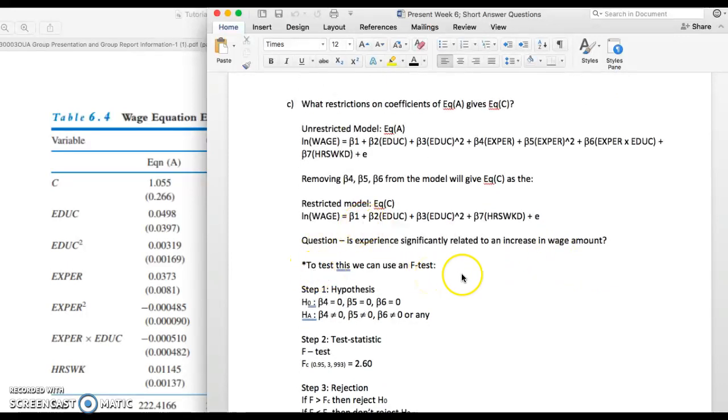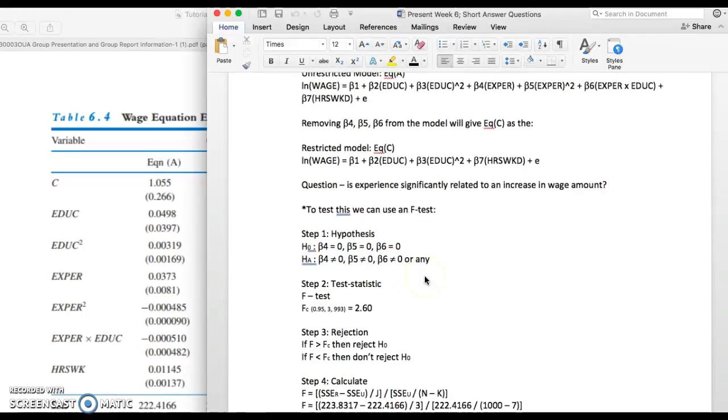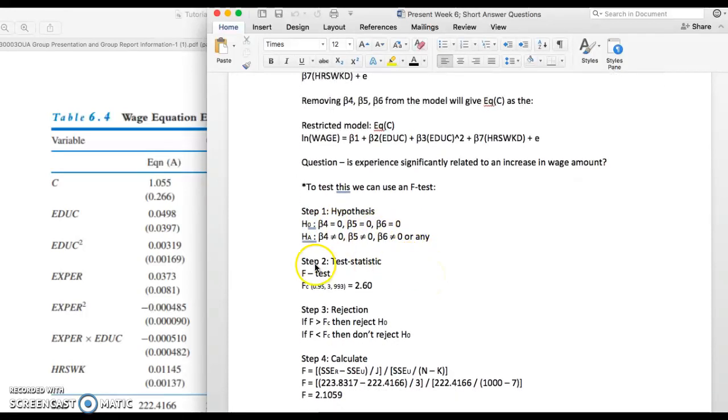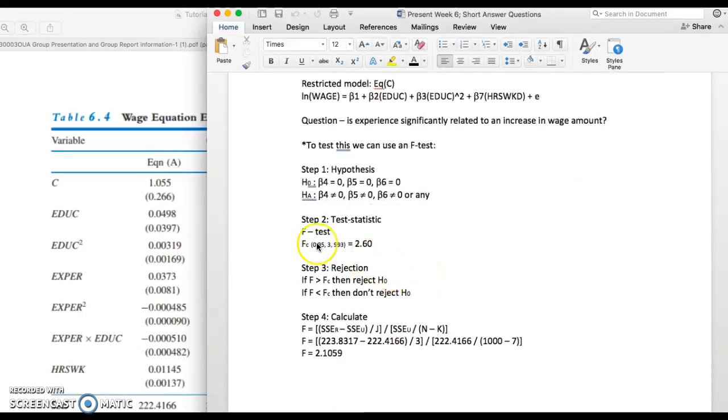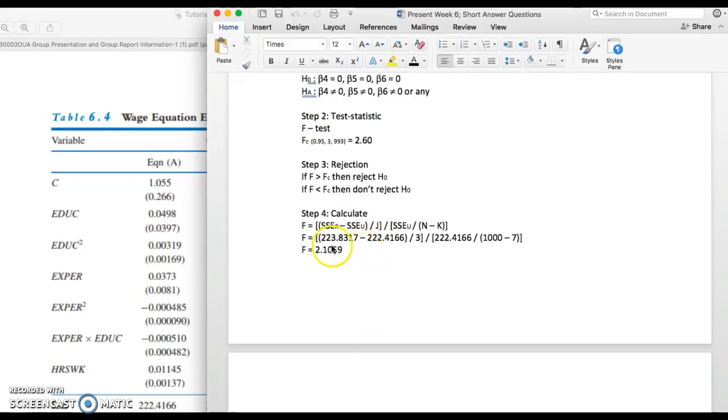Now to test this, we use an F-test. So we're testing the hypothesis that these have been removed here. We are running through a test statistic of F critical equaling 2.6. We have our rejection regions notified there, and the calculations which come about the same way as previously.